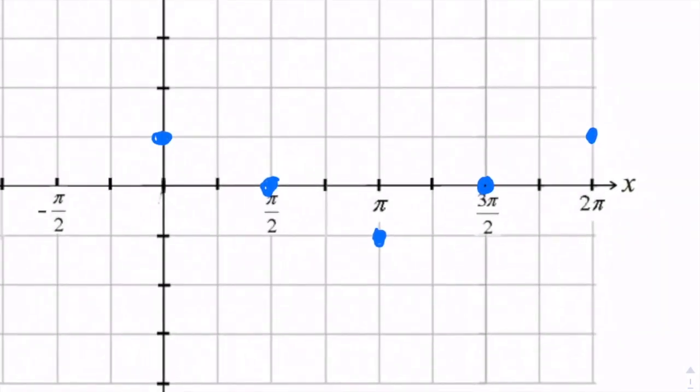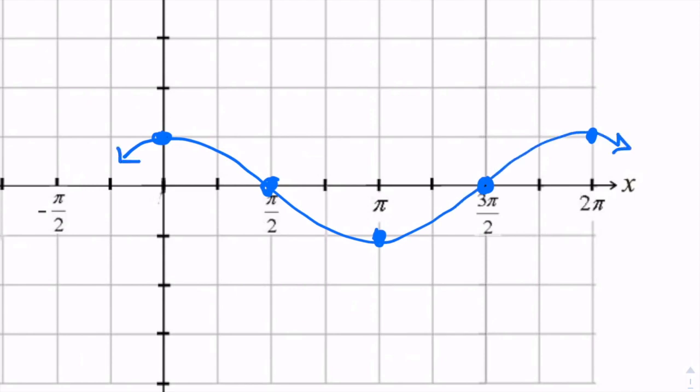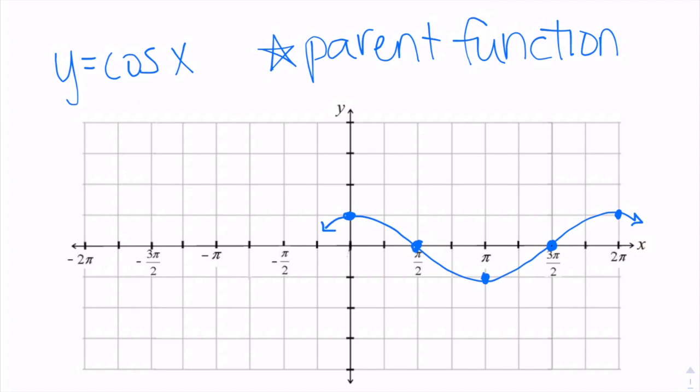And so now you just connect this with a smooth graph and arrows on each end. And so that's your parent function for your cosine function.